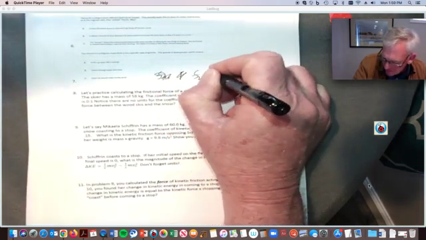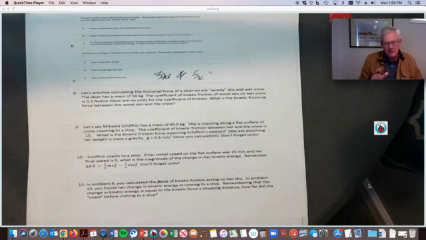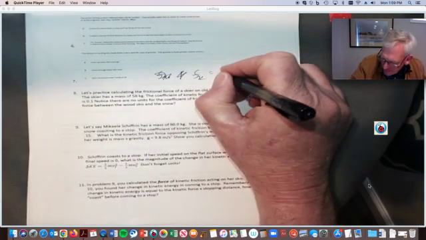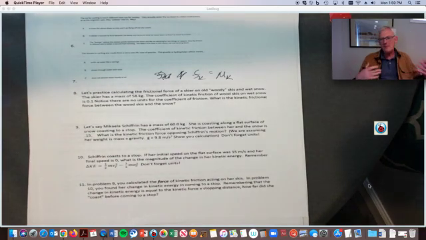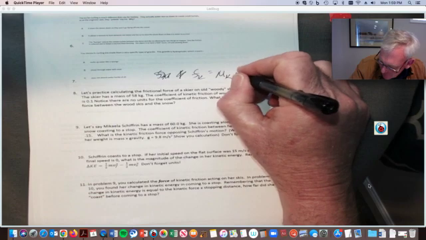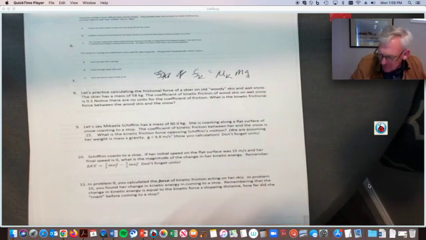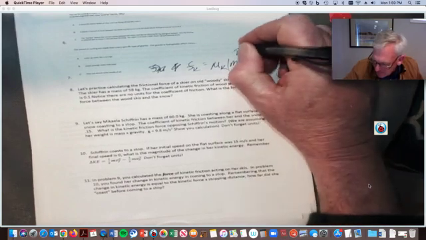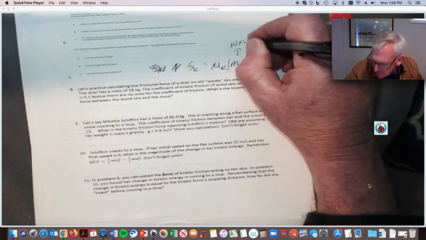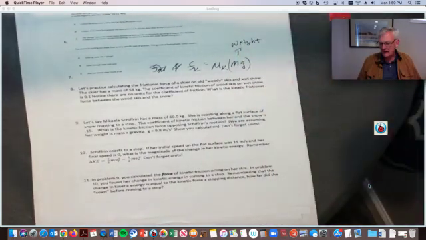F of K, that's the way we write it. Frictional force is equal to the coefficient of kinetic friction, which we find by experiment, times the mass of the object times gravity. Where this is actually the weight. Mg is actually the weight of the object.